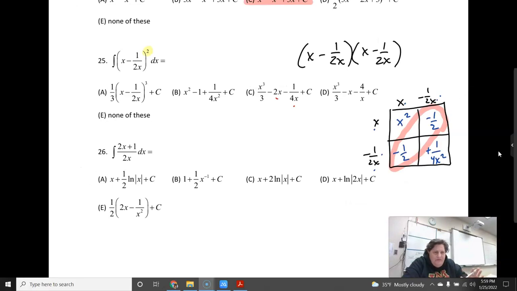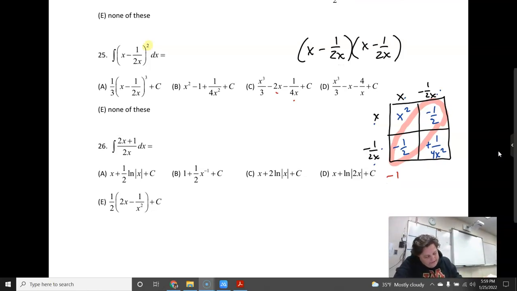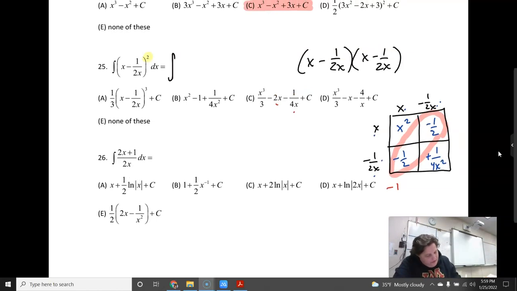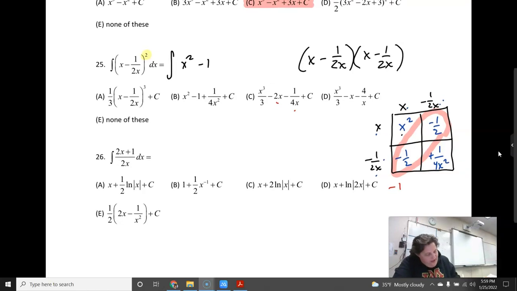Full disclosure, I just had to go back and fix this whole problem. I'm recording over it again because I said that negative 1/2 plus negative 1/2 was negative 1/4. Negative 1/2 plus negative 1/2 is negative 1. All right. So this is actually the integral of x squared, negative 1, and 1 over 4x squared. I said that wrong.